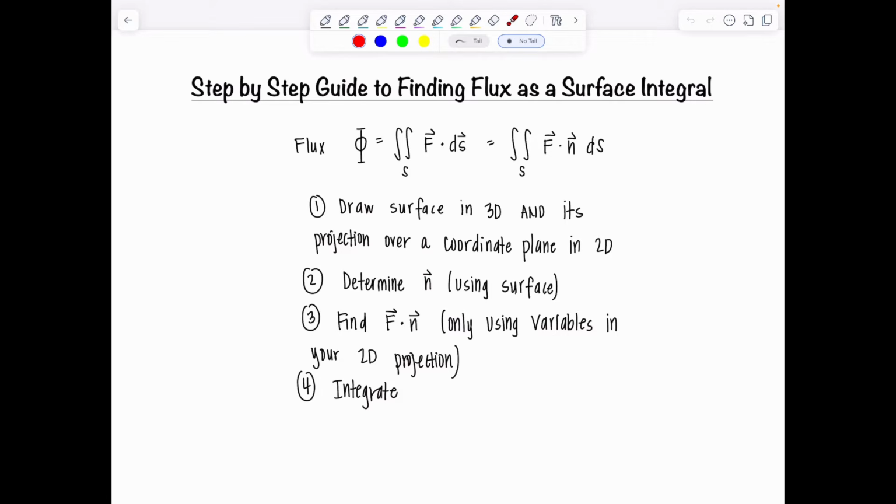So first of all, our definition for flux, and this is the symbol that we use to represent flux, is the surface integral, so double integral over S of F dot dS, and this is a vector quantity. But then when we go evaluate and compute it, it's just the double integral over S, so surface integral, of F dot n dS.